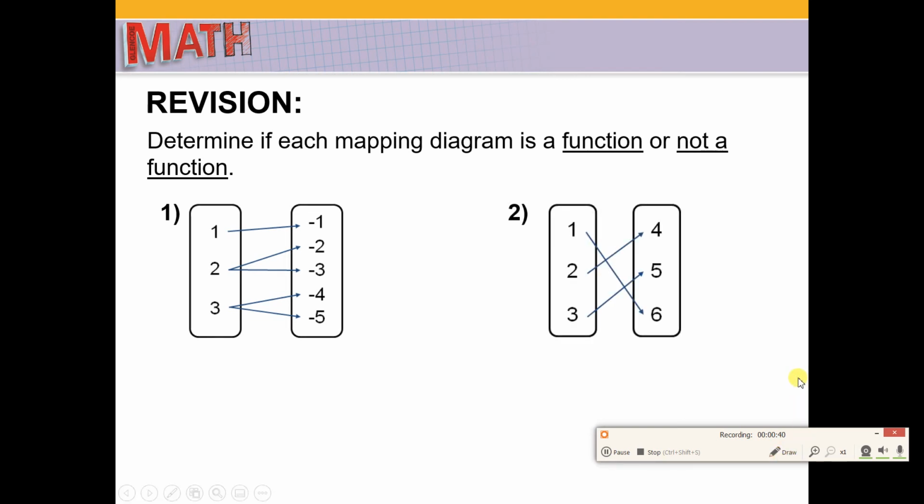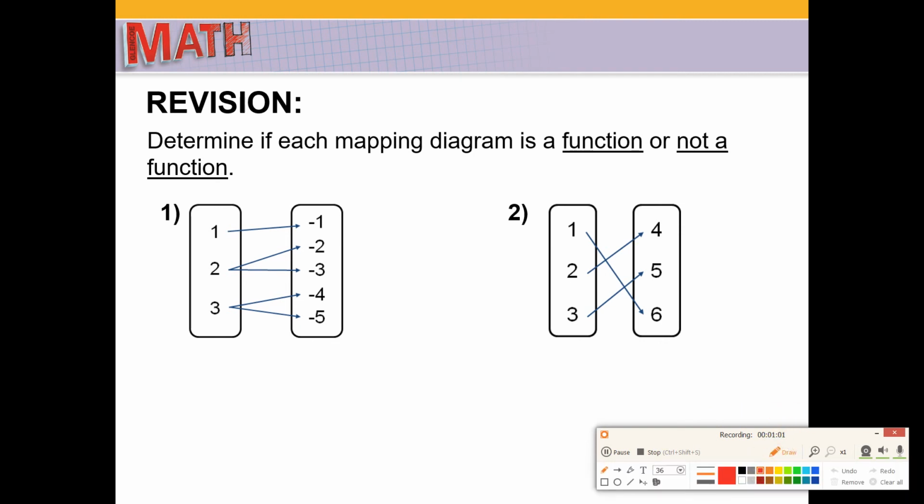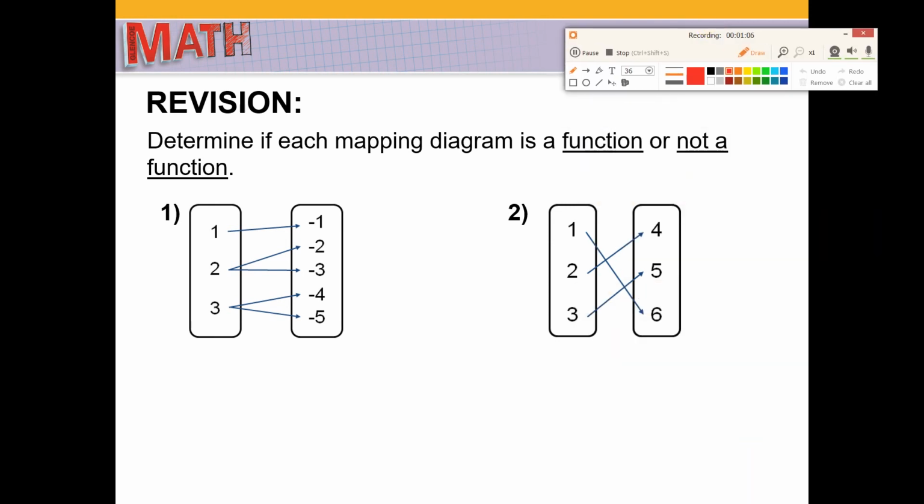Let's have a quick revision first about part 3 of this lesson, which was about determining functions given a mapping diagram. So what we have to do here is to determine if each mapping diagram is a function or not. The first thing that we have to do is to write the ordered pairs given the mapping diagram. We've done this a lot of times already, and I'm pretty sure you can do this on your own. Now, what are the ordered pairs for this mapping diagram?